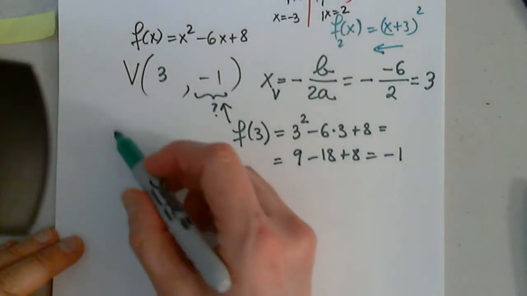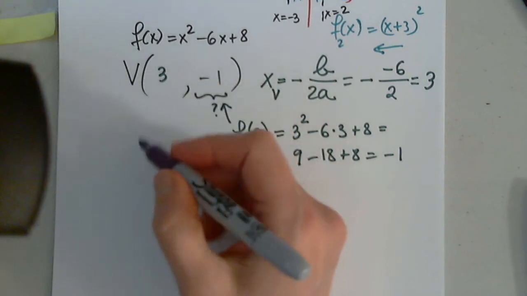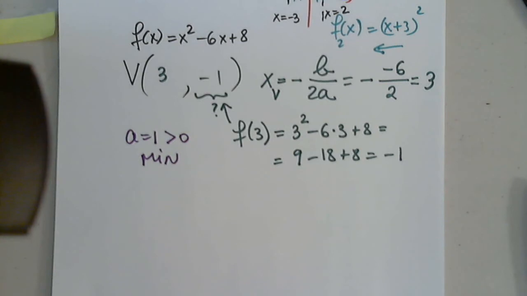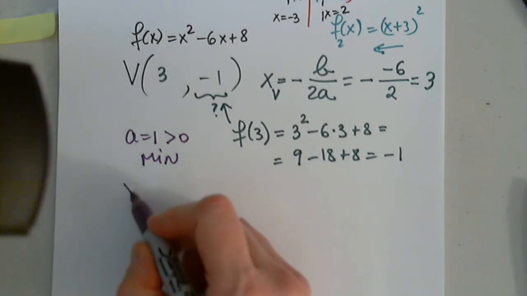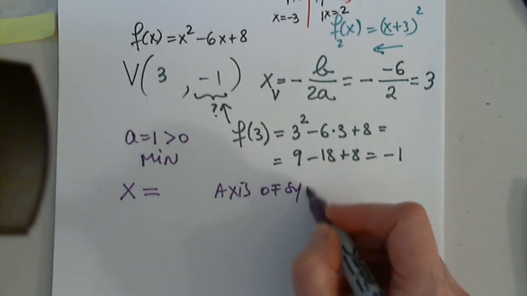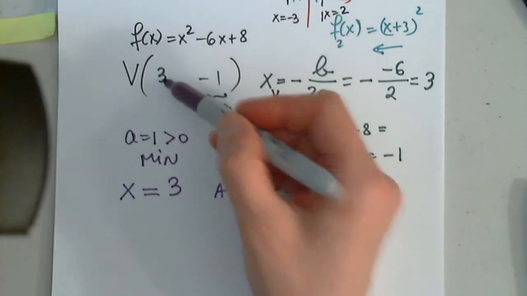By the way, does this function open upward or downward? Does it have a max or a min? Is the vertex a max or a min? A minimum. Right. Because a is 1, which is positive, the function has a minimum. What is the axis of symmetry? Indeed.